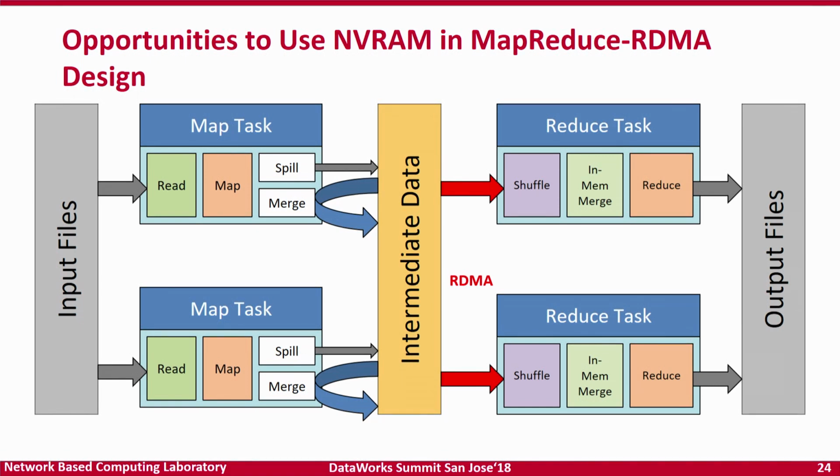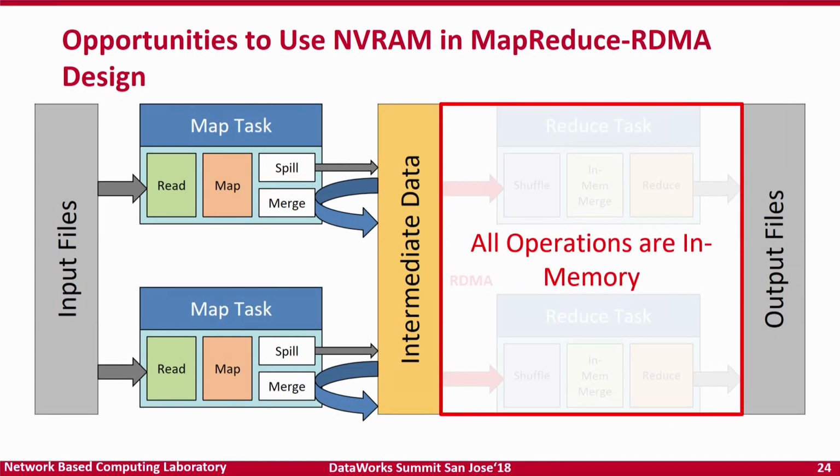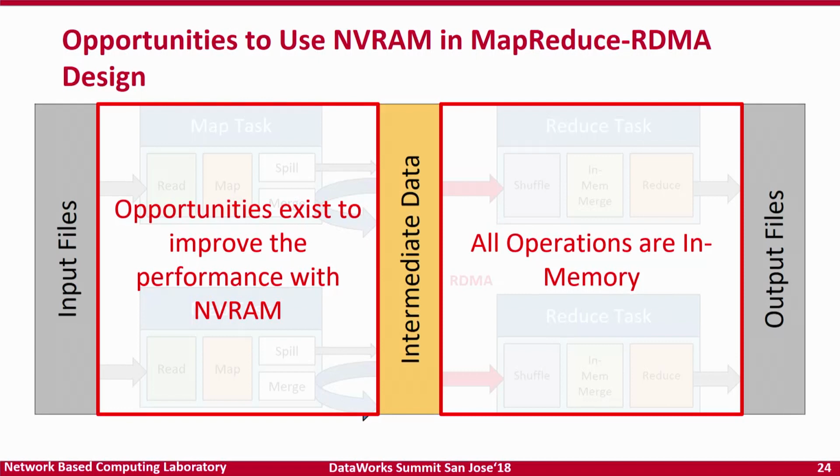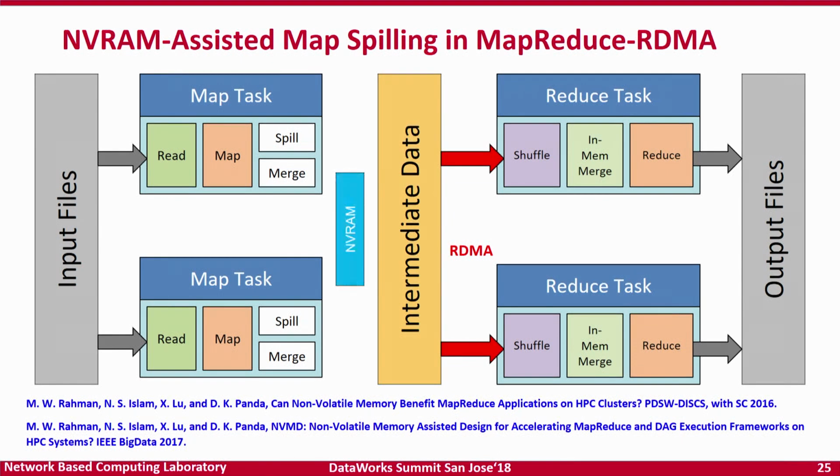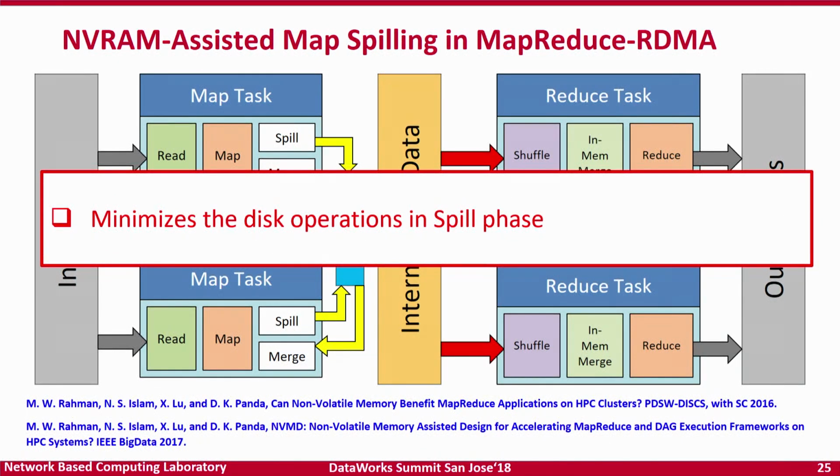So here, instead of placing intermediate data on disk, we can obviously place data on NVM, because the reduce tasks are all going to read data and put it in memory. So opportunities exist to improve the performance with NVRAM. We find that using NVRAM for intermediate data provides a lot of good performance benefits. And then you can actually do a merge operation right on NVRAM data. So this minimizes the disk operation in the spill phase. And secondly, because the data is in NVRAM, the reduce task can directly read data using an RDMA operation, and that saves another disk read operation that we have to do.